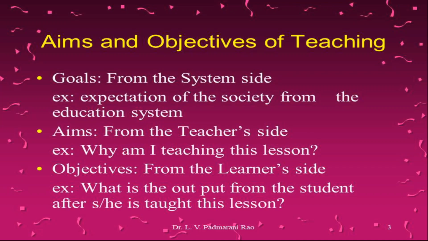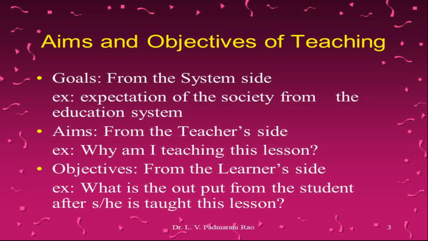Under aims and objectives, we have first of all the goals of the education system. Goals are always wider and they are from the system side. For example, the expectation of the society from the education system as a whole can become the goal of the system. The second is the aim.